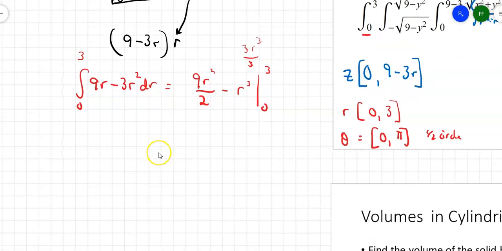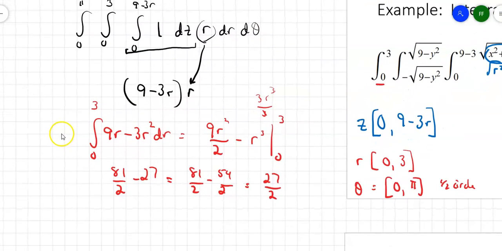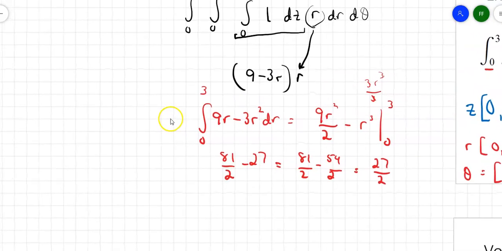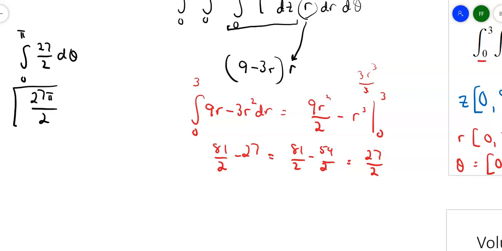Right, when I do that, 3 squared is 9, so 9 times 9 is 81. That gives me 81 over 2 minus 3 to the third, which is 27. Right, common denominator, 54 over 2. And so 81 minus 54 gives me 27 over 2. Now my last step is just to do the outermost integral. So the outermost integral will give me the integral from 0 to pi of 27 halves d theta, which really just gives me 27 pi over 2.